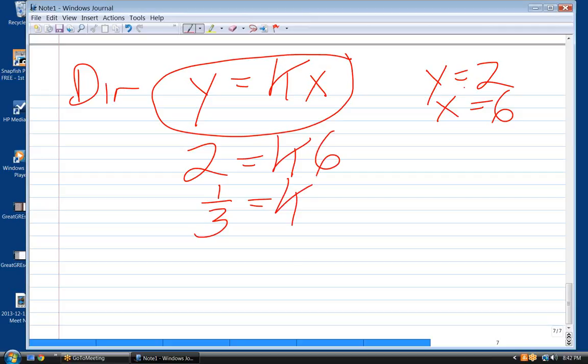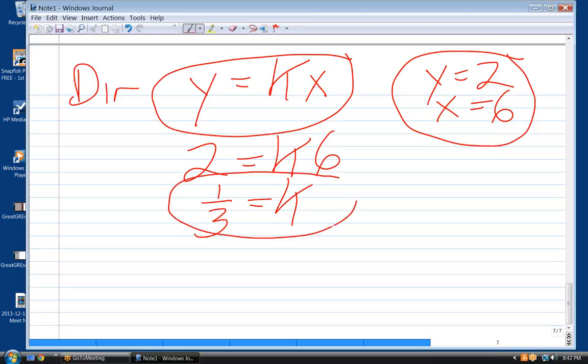In other words, once we substitute for y and x based on those, we'll be able to solve for k. There's 3 variables. If they give us 2 of them, we can solve for the third one. So I've solved for k. Now I can write my specific equation for this particular relationship.